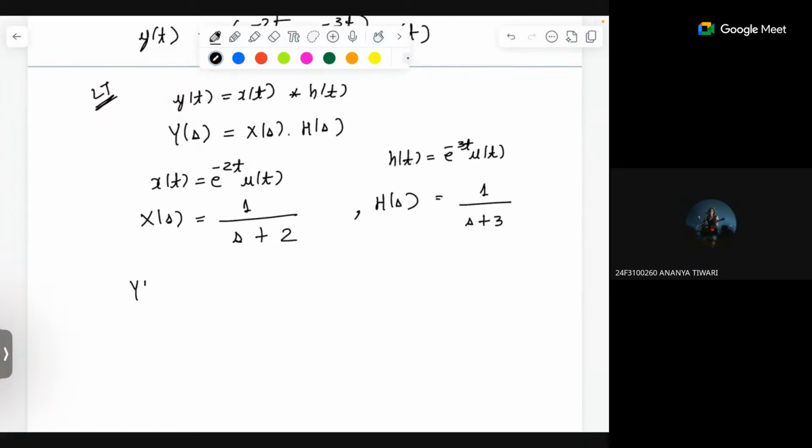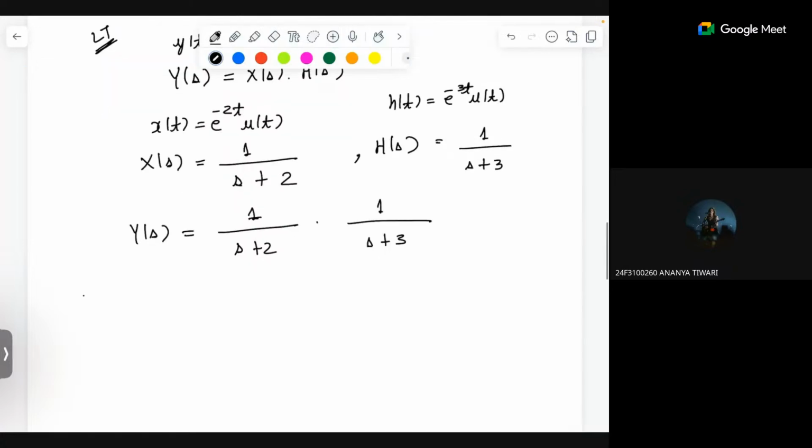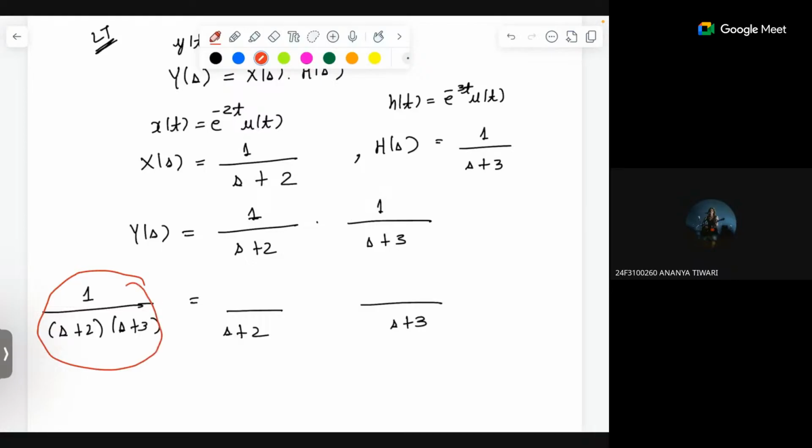So now we will multiply X(s) and H(s). So I have 1 upon s plus 2 multiplied by 1 upon s plus 3. I don't know how you do partial fractions, but for these kinds of functions, there is an easy method. So I will just quickly discuss it here. Now I wanted to do partial fractions for this. There are two terms in the denominator. So I wrote them like this, and this is what we have to find out.